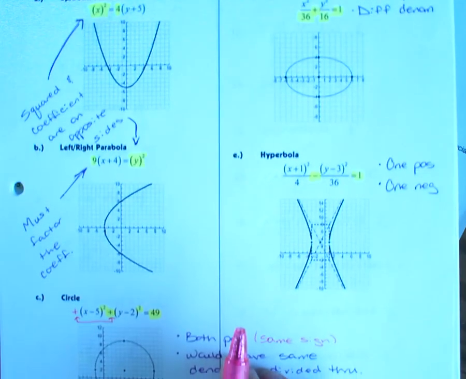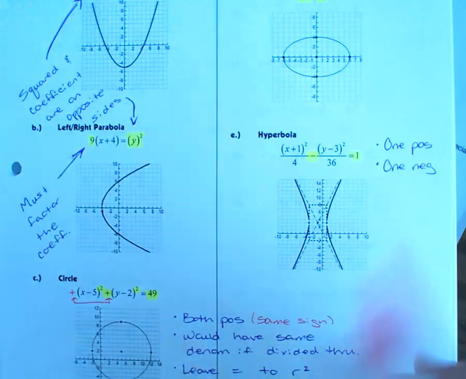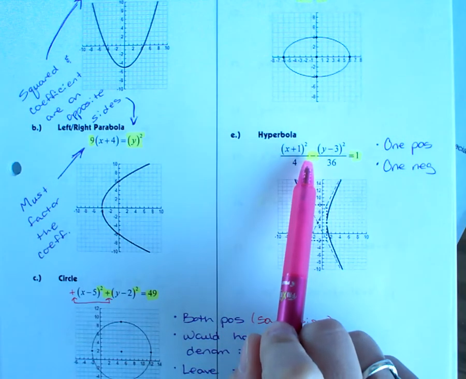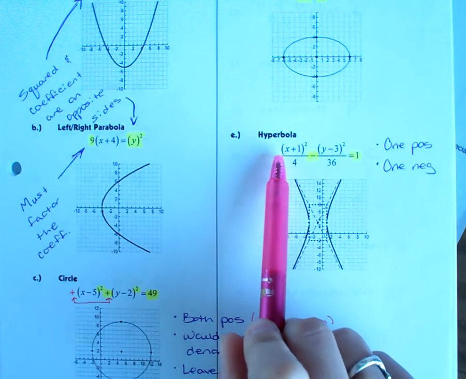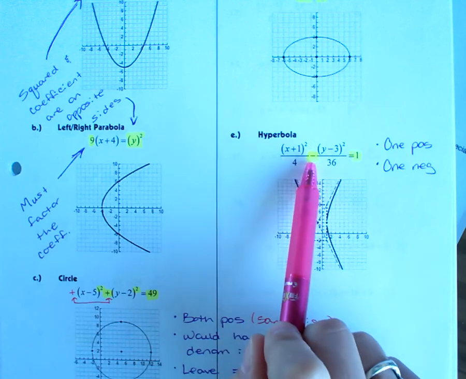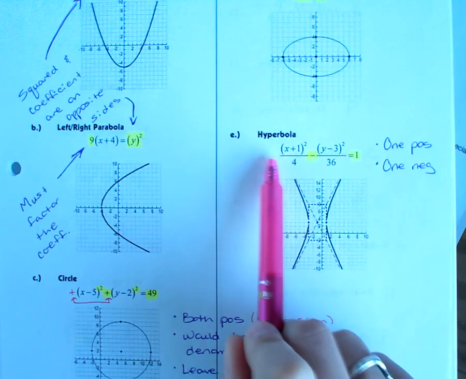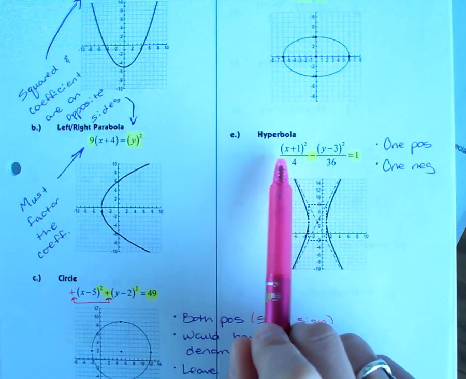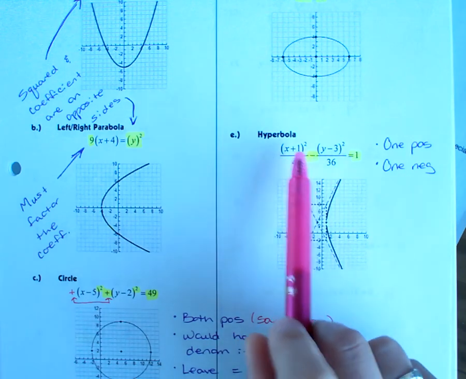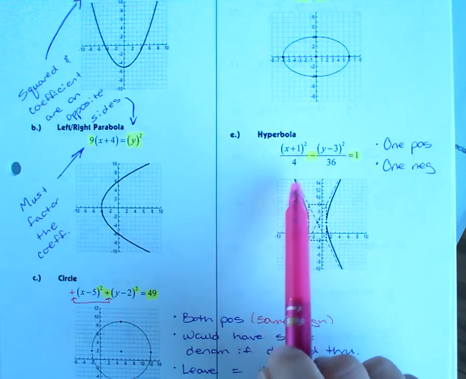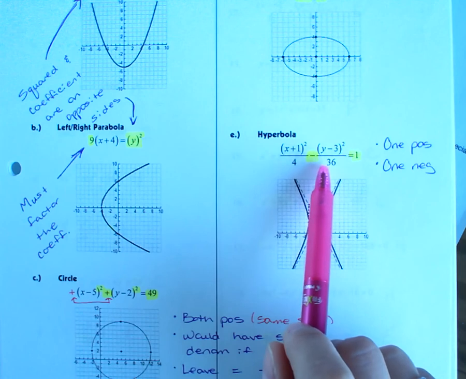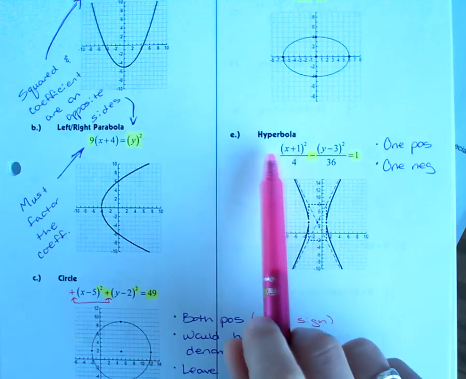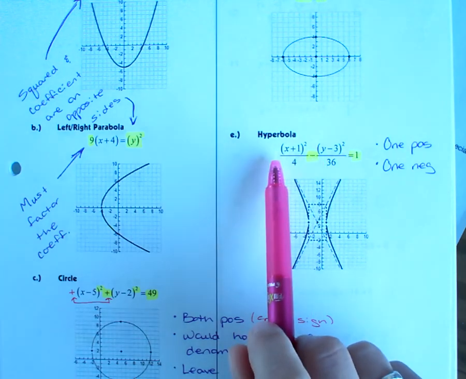When we get to a hyperbola, the one thing that we really need to look for is that we have one positive, the implied plus sign is right here, and we have one negative. So as soon as you see that your squared terms have different signs, you know that you have a hyperbola. It doesn't matter whether they're the same or different denominators. These signs are different. That automatically makes it a hyperbola.